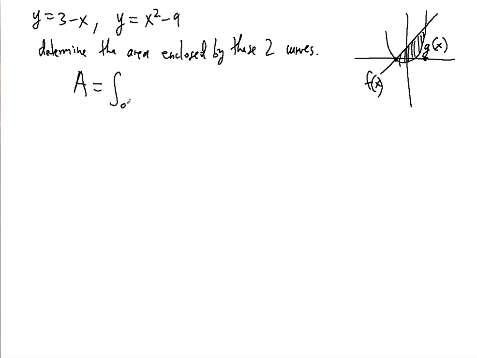So a and b represent the limits, the x value limits over which you will be integrating the area between two curves. From a to b, you subtract the function below from the function above. Since f of x is the higher function, this is going to give you the integral of f of x minus g of x dx. So this is the rule: subtract the lower function from the higher function. Now, how do we determine a and b here?